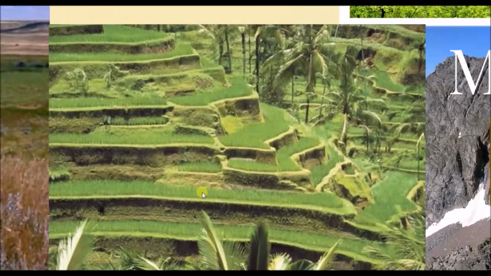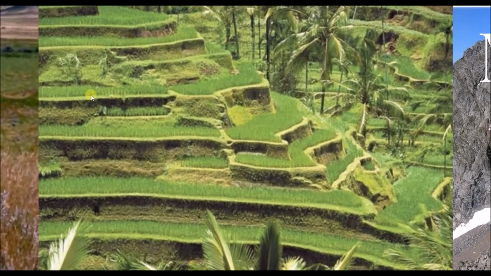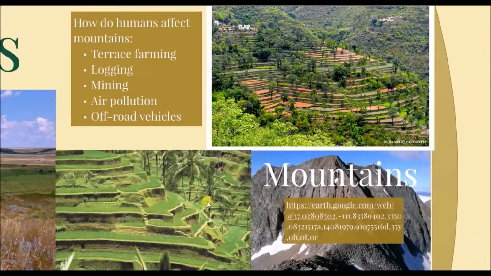Here is another photo of that. I think these are actually rice paddies. So we've got the water flowing from one section to the other, slowly going down the mountainside. All right, so humans affect mountain terrains through terrace farming, which is what that is right there.